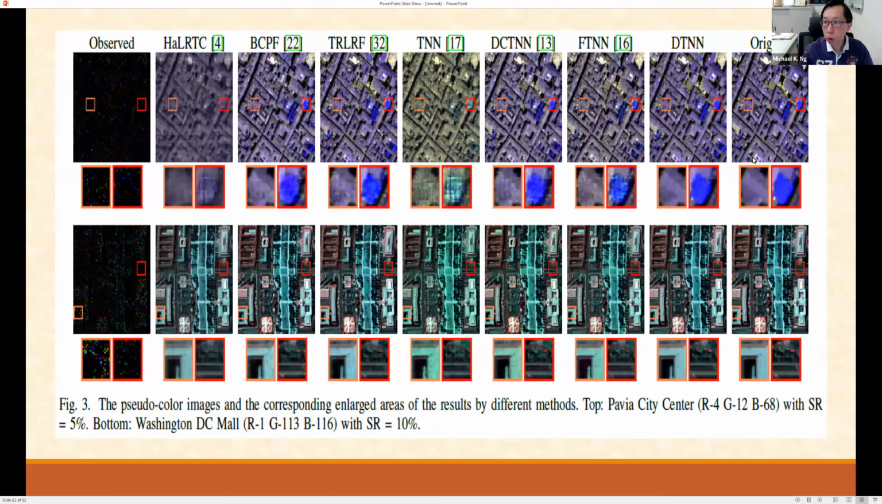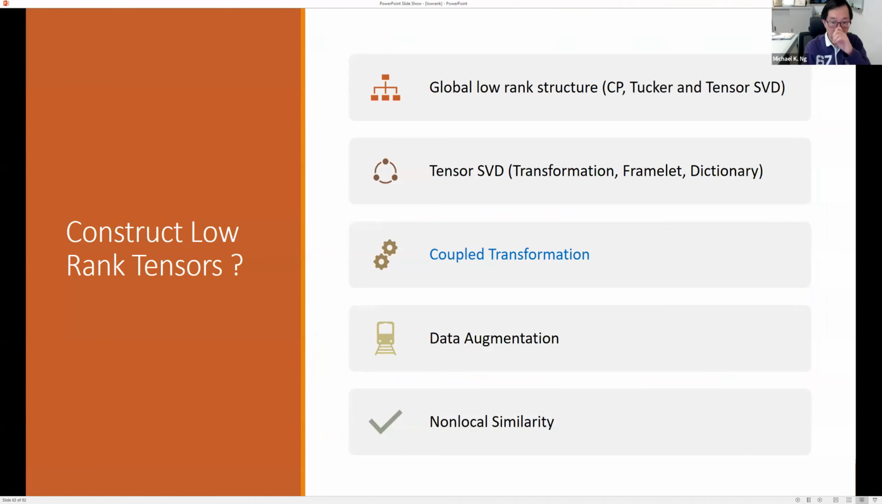So this is also another pseudo color picture. You see that this is hyperspectral data. This is the original data, and this is using our dictionary-based representation. You see that it is much clearer compared with the others in the details. Okay, so for the transformation, framelet, or dictionary, we deal with the tubes of the data, say, for example, a third-order tensor.